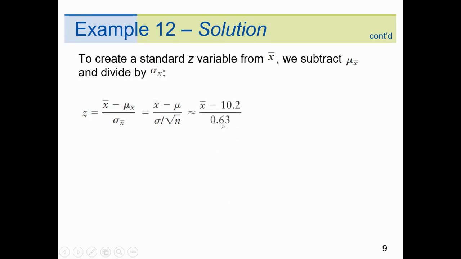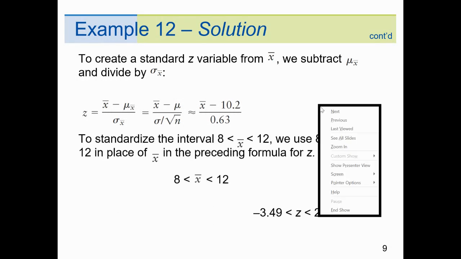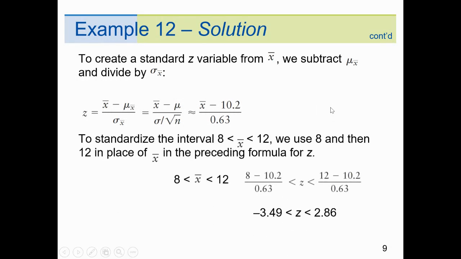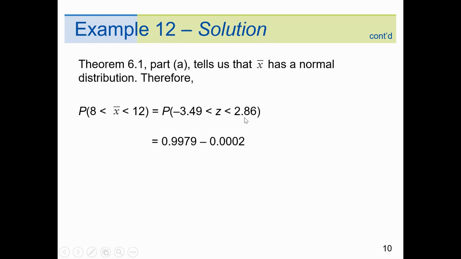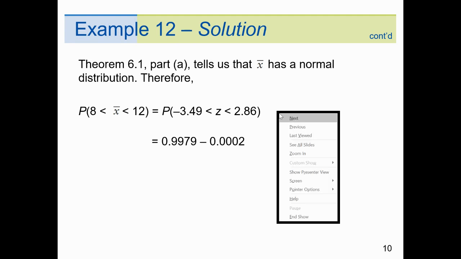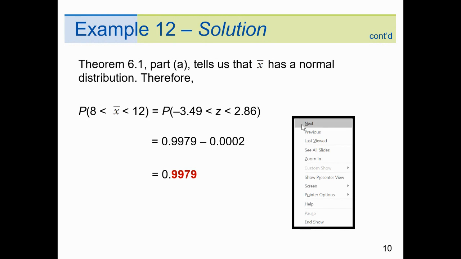So, if we're doing it pencil and paper, we have to find a z-score. He already calculated this on his own. Changing 8 to a z-score, you get 3.49 in magnitude. Changing 12 to a z-score, you get 2.86. Going to your table, you find the area associated with each z-score to 4 decimal places. You subtract the two because you're finding the area in the middle. And there's our answer, 0.9979.